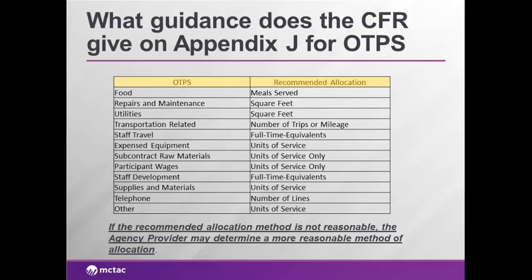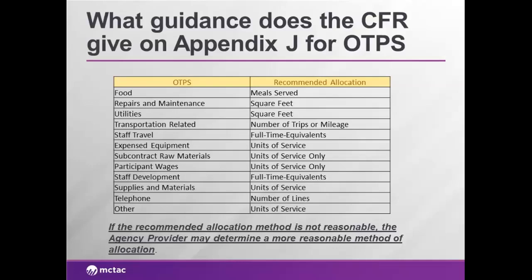So as an example, you have in here 3 or 4 different expense categories that the state is recommending that you use units of service as the method of allocating your costs. Well, you may have 2 programs that count units differently. You may have a program where a unit is a monthly contact, and another program where a unit is every time that you've provided an intervention. Units can have different weightings to them.